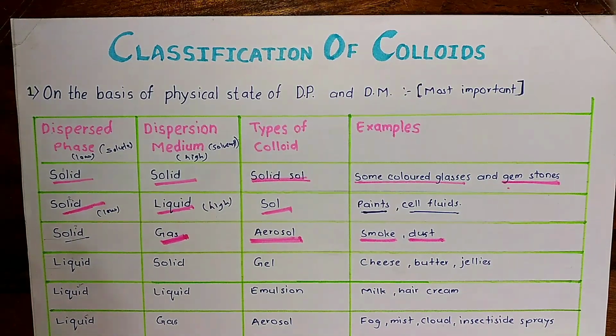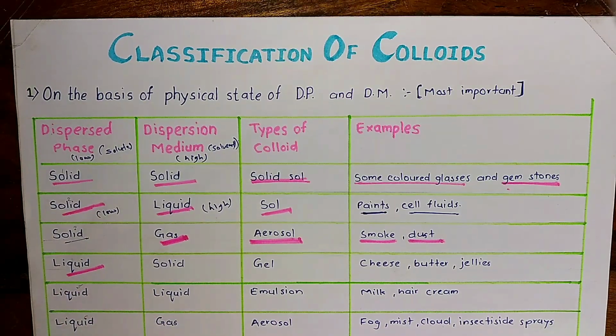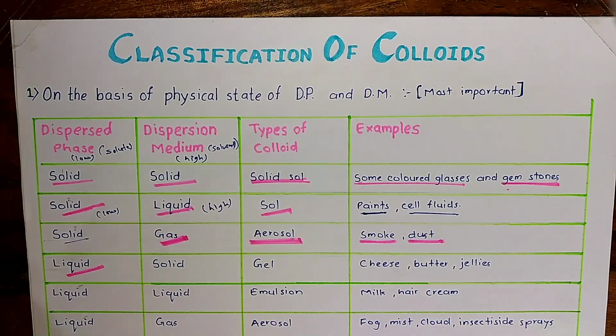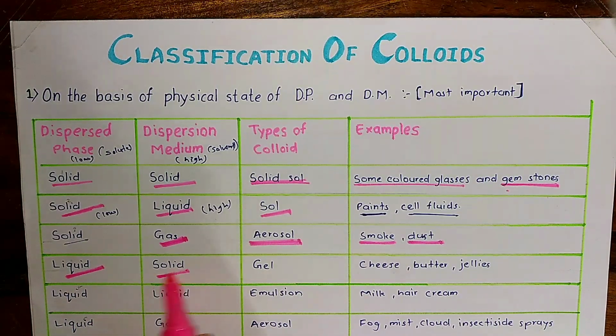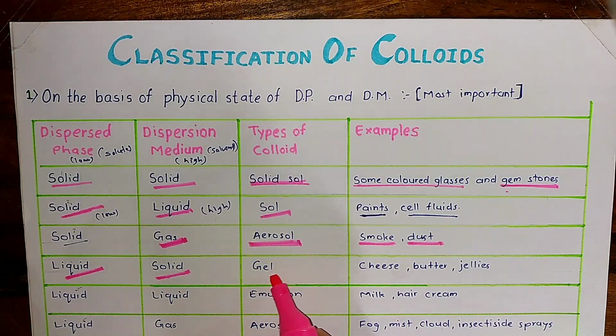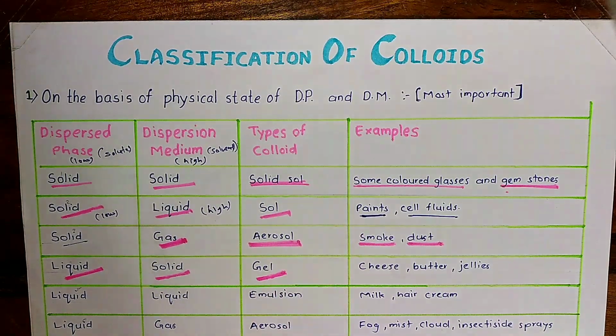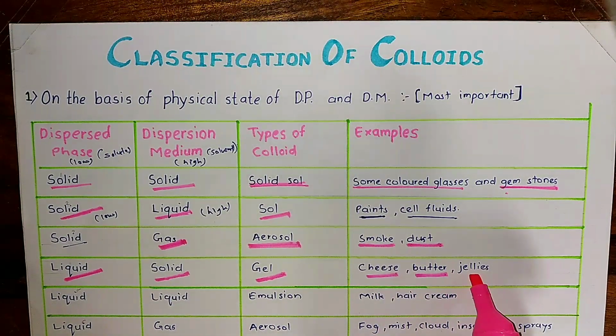The fourth example is where we take the dispersed phase as a liquid and the dispersion medium is a solid. The type of colloid is the gel. Gels. And examples are cheese, butter and jellies.